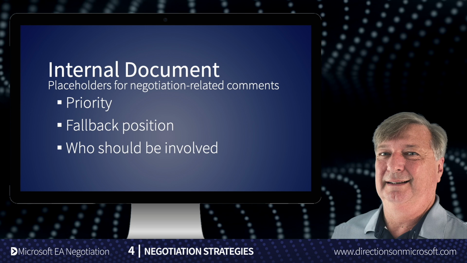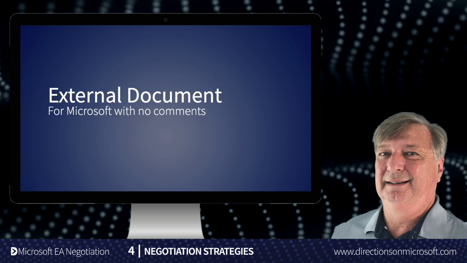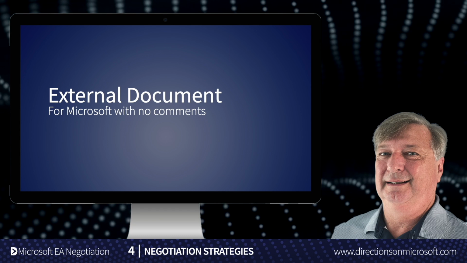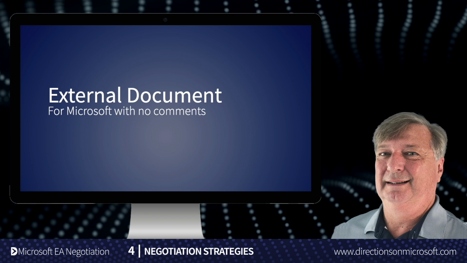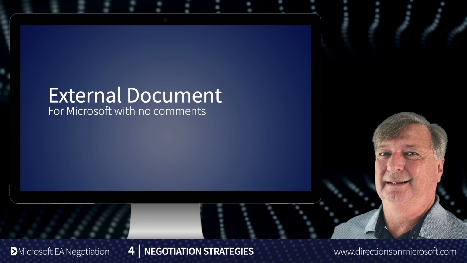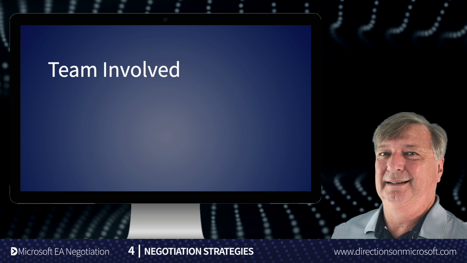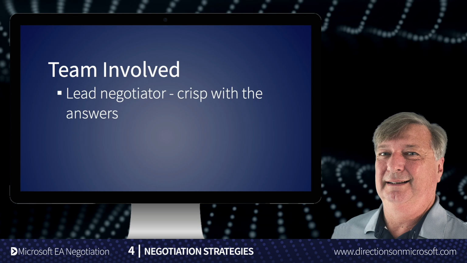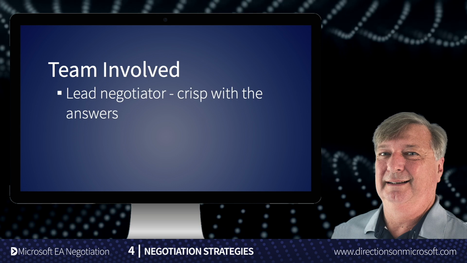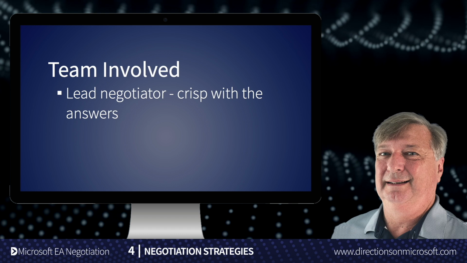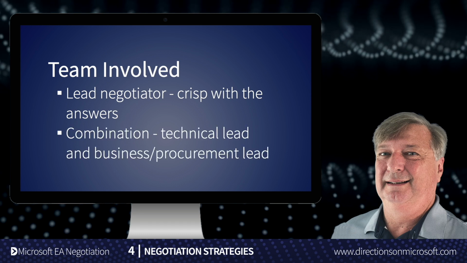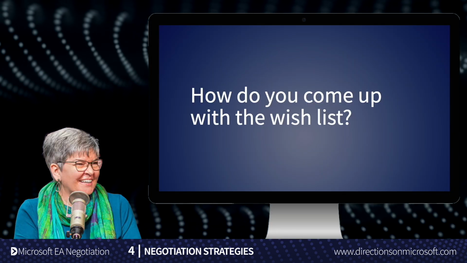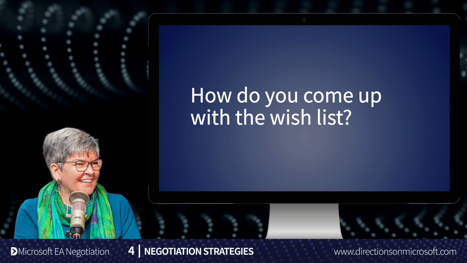All of them will be in the internal document, but the external document that you give to Microsoft, obviously you're going to strip out the things that are negotiation related, like priority or fallback position. Right. And who should be involved in this? The team that you have in the process of the EA renewal should be involved, and the lead negotiator who needs to be so crisp on the answers are going to be probably a combination of your technical lead and your business/procurement lead.